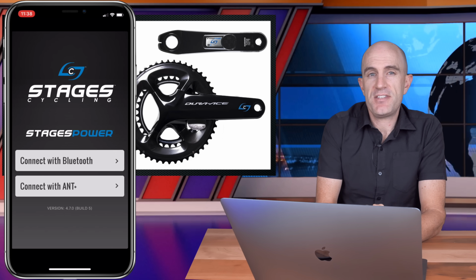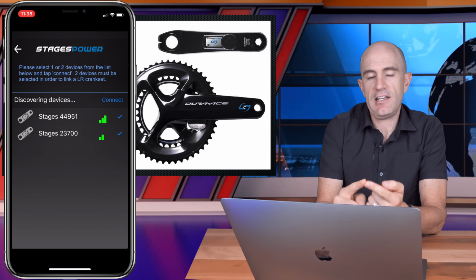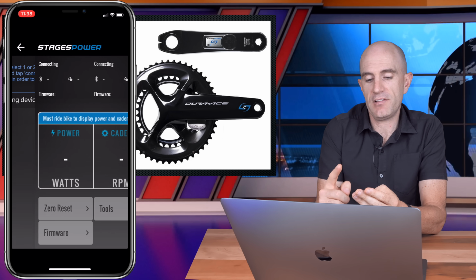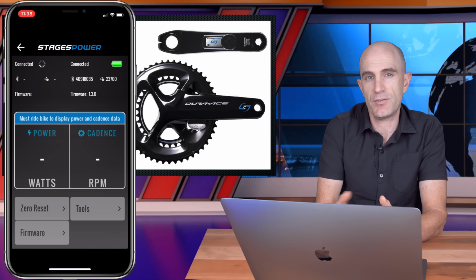The configuration via the Stages app is very straightforward. You just connect via Bluetooth via your phone or ANT+ if your phone supports that. You can then configure left only, right only, or link them both to have left and right. And you can also do firmware updates and zero offsets from within the app.